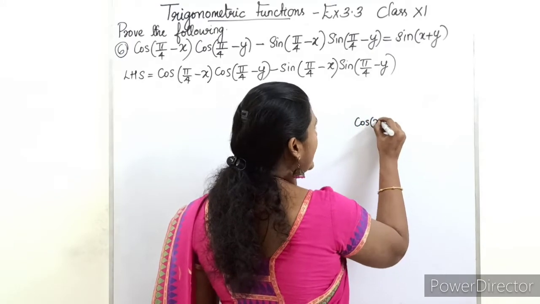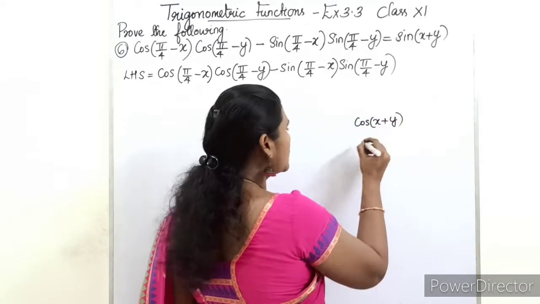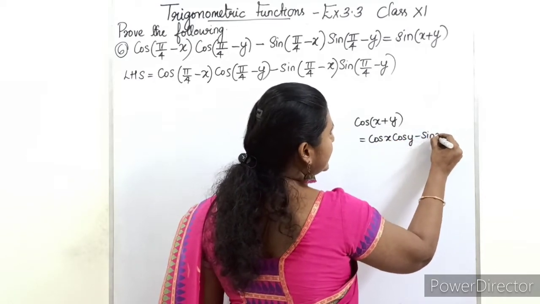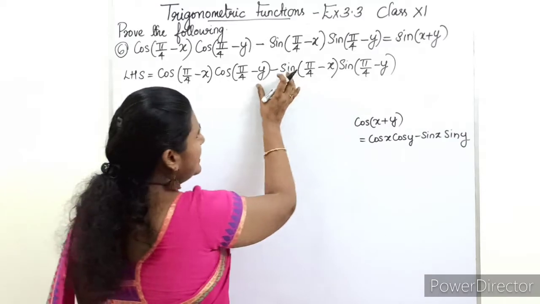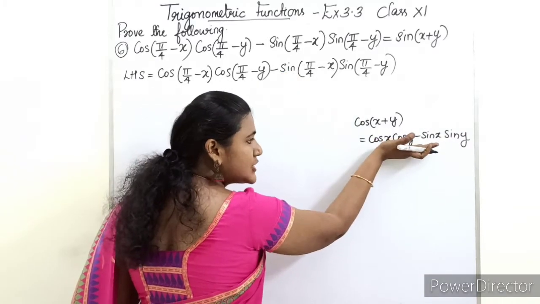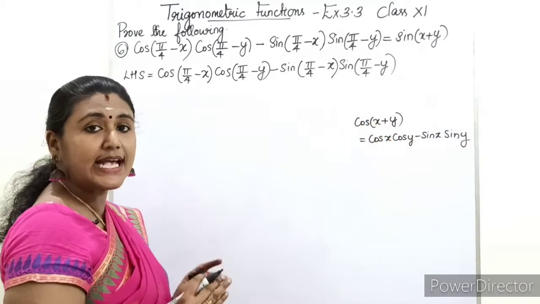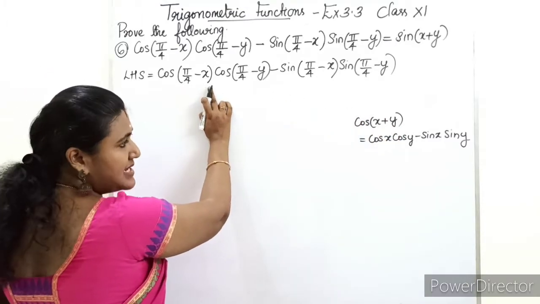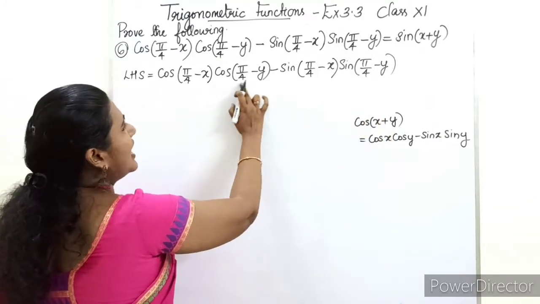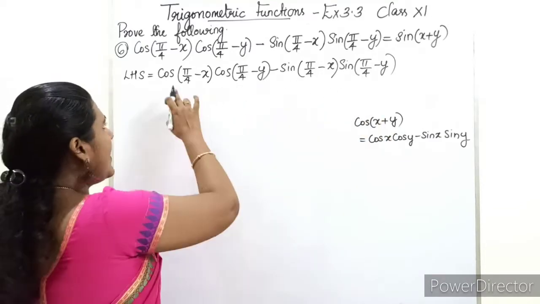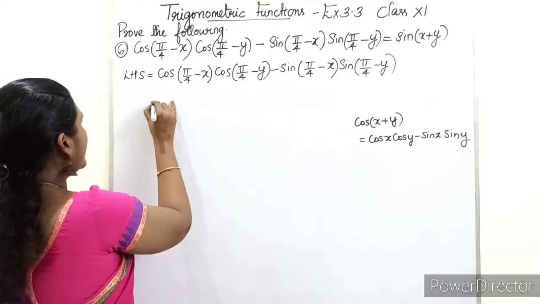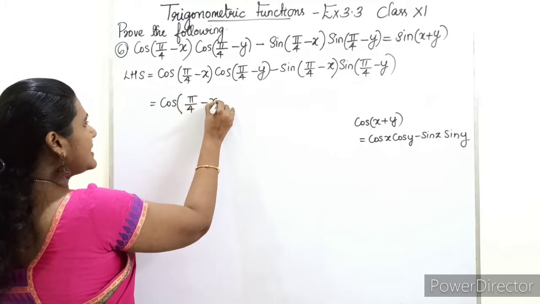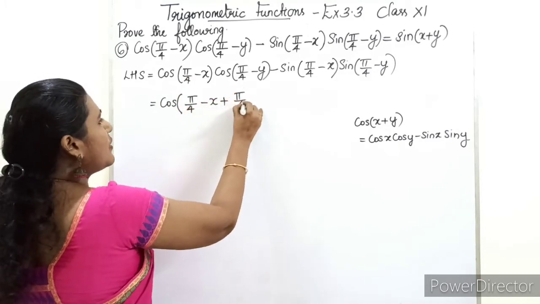Cos(x plus y). What is the formula for cos(x plus y)? Cos x cos y minus sin x sin y. So this expression is in this form. Okay, so instead of this, what we can write? Cos(x plus y). So in the place of x, we have pi/4 minus x, and in the place of y we have pi/4 minus y. So instead of this expression, we can write cos of (pi/4 minus x) plus (pi/4 minus y).